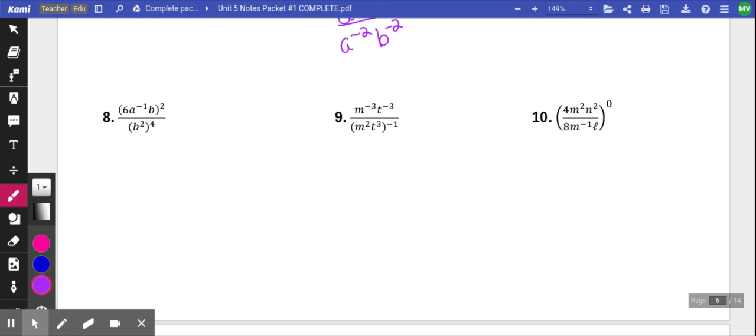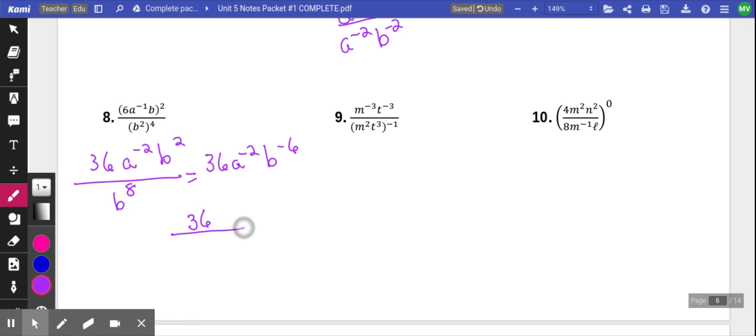So number 8. Again, first I'm going to do the power to the power. So 6 squared is 36. A to the negative 2, b squared over b to the 8th. So now I'm going to do my division. So that's 36, a to the negative 2 over b to the negative 6, because division, you keep the base and subtract the exponents. I now have two negative exponents, so the 36 remains in the numerator. A to the negative 2 becomes 1 over a squared. B to the negative 6 becomes 1 over b to the 6th. And that is my answer.